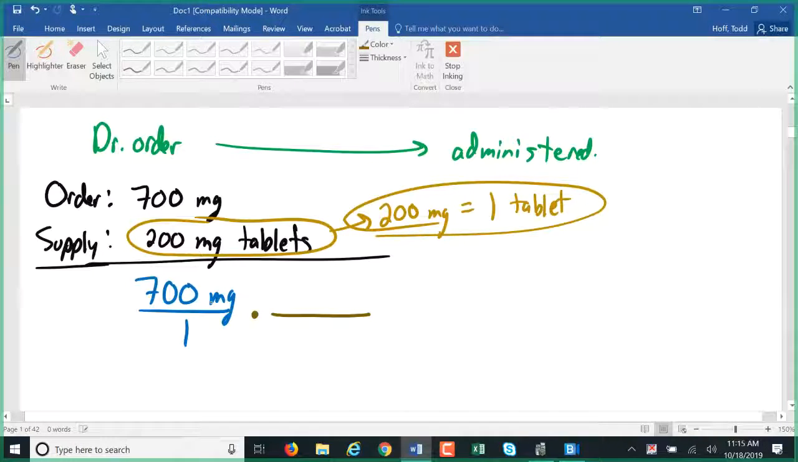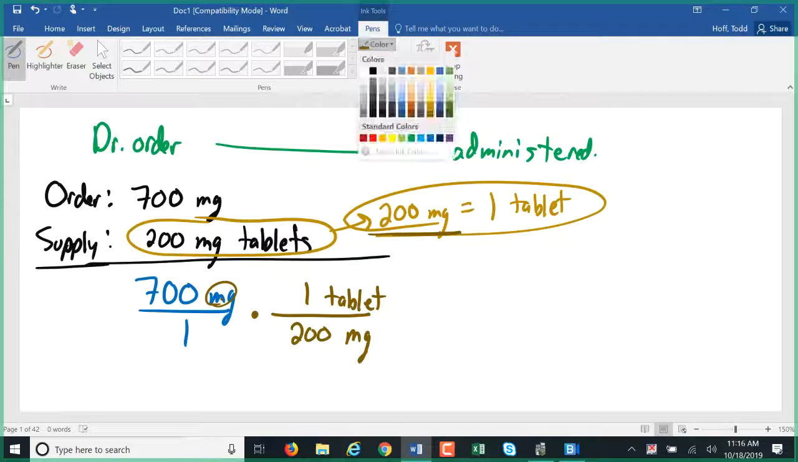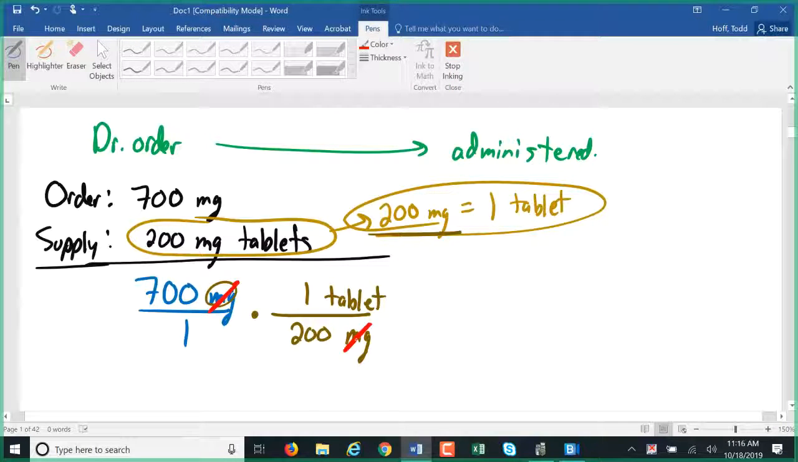So we have milligrams right now. We want to get rid of those. Milligrams are on top. We put them on the bottom so they cancel. Our equivalency here is 200 milligrams equal to 1 tablet. So the 1 tablet has to go on top. And notice the milligrams cancel out. 700 times 1 tablet is 700 tablets, over 1 times 200 is 200. 700 tablets divided by 200 is 3.5 tablets.